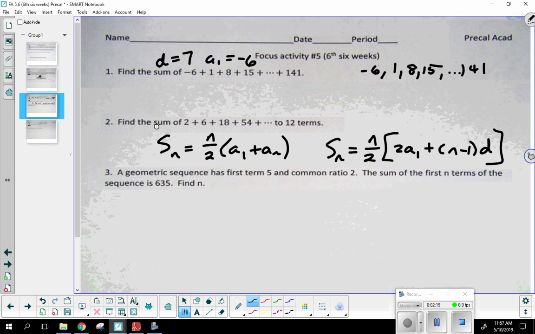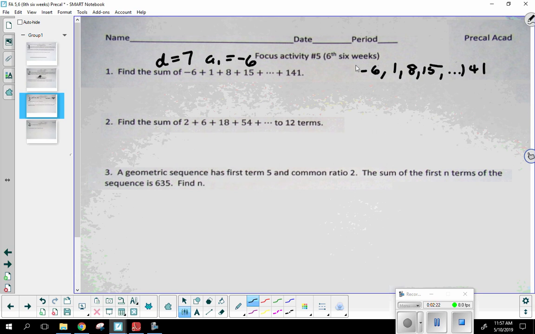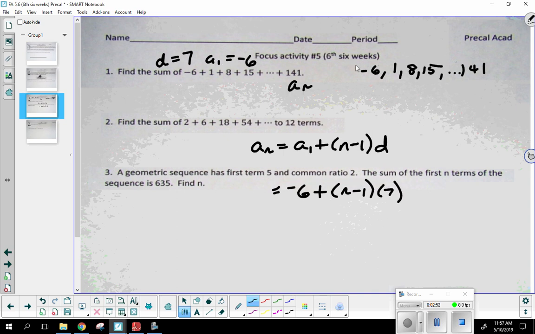Okay, so why don't we go ahead and do this? We'll come back to these formulas. Let's say a sub n is equal to the first plus n minus 1 times d. Now, all I know is that this term, 141, would be the nth term, the last one. I just need to know what term number it is. So why don't we plug everything in, and then we can solve for that. So the first is -6, plus I have no idea what n is. And we said d was 7? Okay. Now, because I'm trying to find that last term n, I'm going to set this equal to 141.